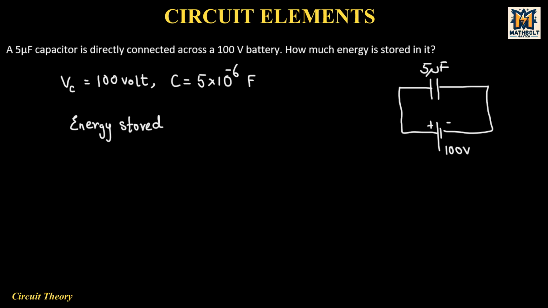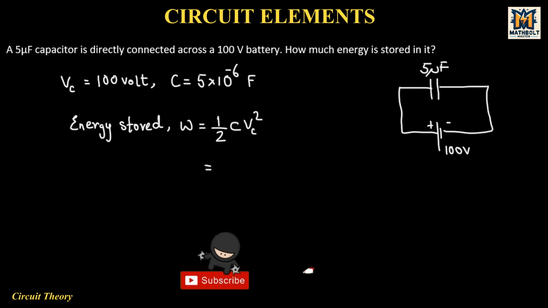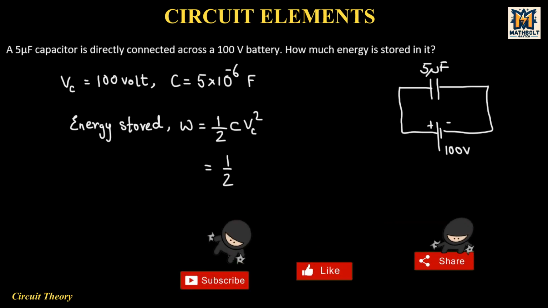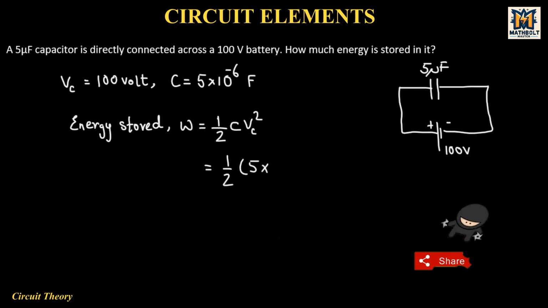To find the energy stored, I will use the formula. So energy stored W is equal to half CV squared, where V is VC, which is equal to half multiplied by 5 into 10 raised to the power of negative 6 multiplied by 100 squared.